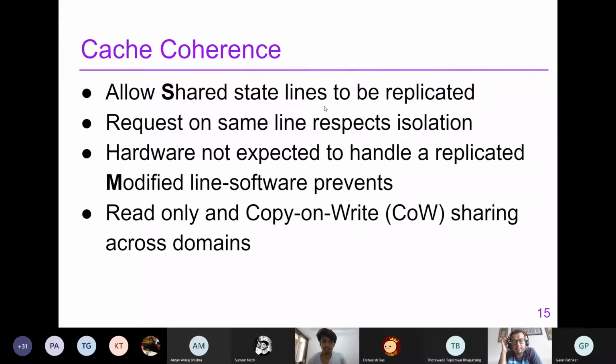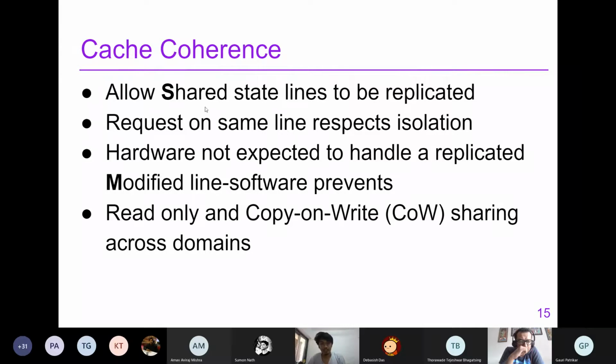So consider a conventional set associative cache. In a conventional set associative cache, any given line can only be in one way of a set. It cannot be in more than one way. But that is not true here for our DAWG method, because we can have the same line in two different protection domains in the same set. This is only allowed as long as both of them are in the S mode, or the shared state, because at that point they are only reading from that.